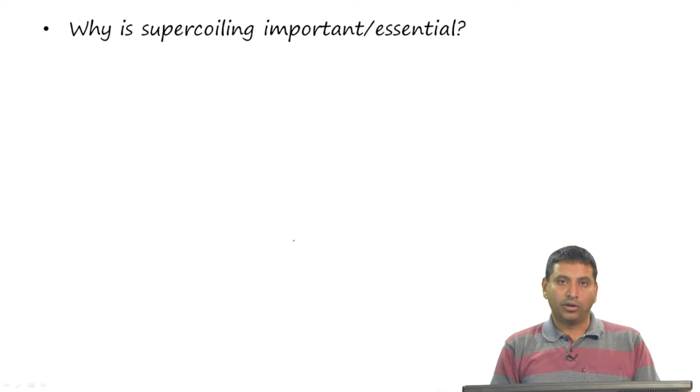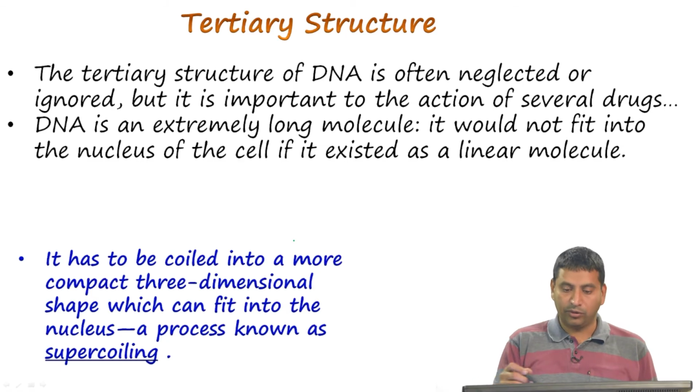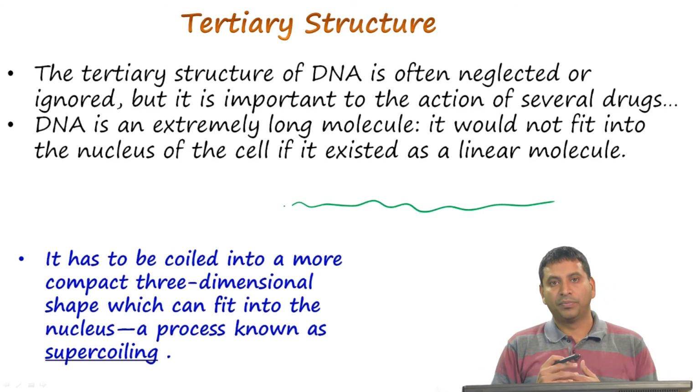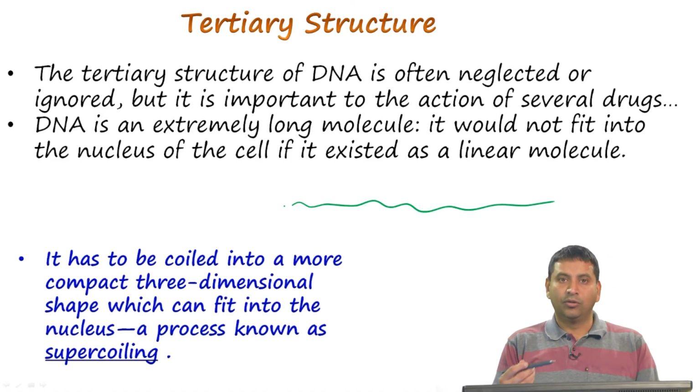Why is supercoiling important or essential? So, DNA supercoiling is very important because it helps with the tertiary structure of DNA. Now, DNA is an extremely long molecule and it would not fit in the nucleus of the cell if it existed as a linear molecule. So, if you take DNA to be a linear molecule, it is extremely long. So, what happens is that it is coiled into a more compact 3-dimensional shape which can fit into the nucleus, and this process is known as supercoiling. So, therefore, supercoiling is very important to be able to fit the genetic material in the nucleus.